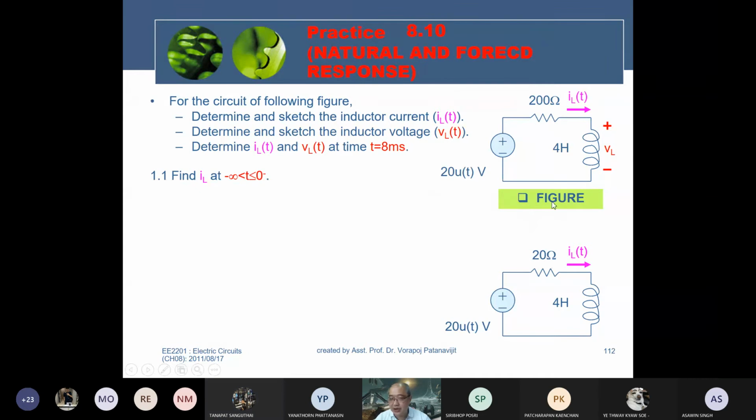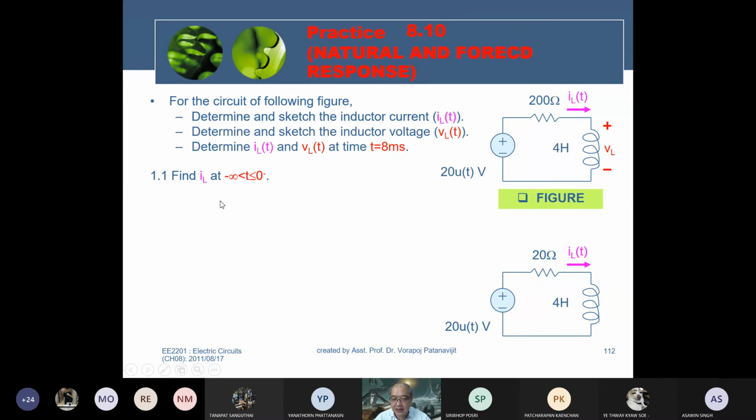The solution of this question is here. The question asks you to determine the circuit in this figure. You can see that this circuit has an inductor and a resistor, the driven RL circuit case. For the driven RL circuit, you must determine the inductor current first.